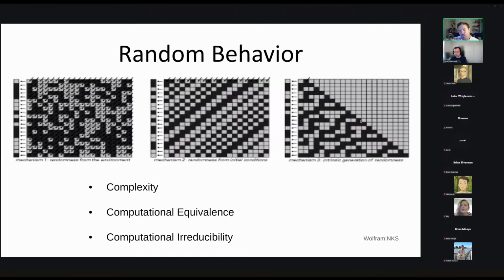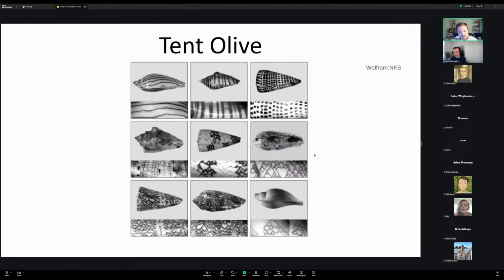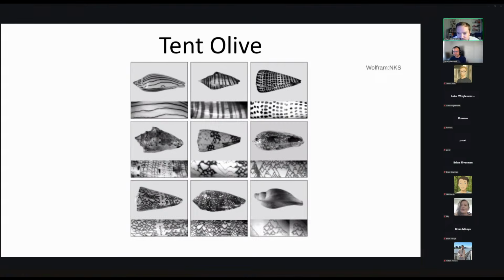And so it's not clear where randomness comes from. And so now we have these three candidates to choose from. I think one of the best examples of how these actually show up in nature is the tent olive. These can be found on the coastline quite easily, particularly in North Carolina. And if you look at these patterns, they're remarkable examples of one-dimensional patterns.